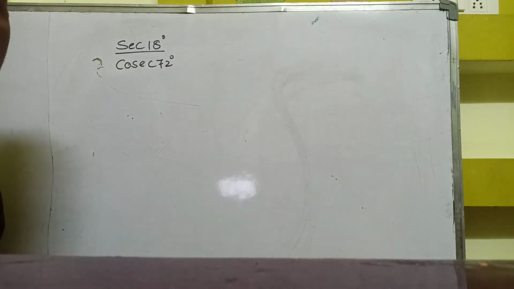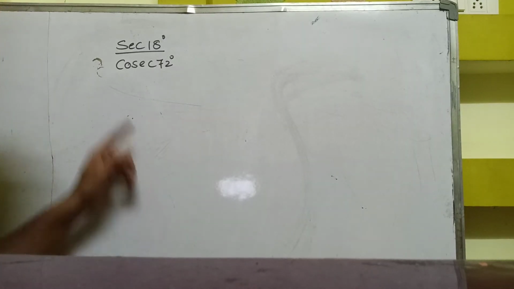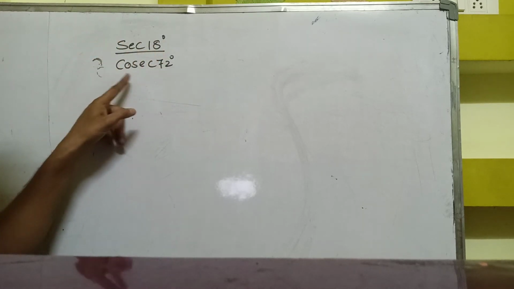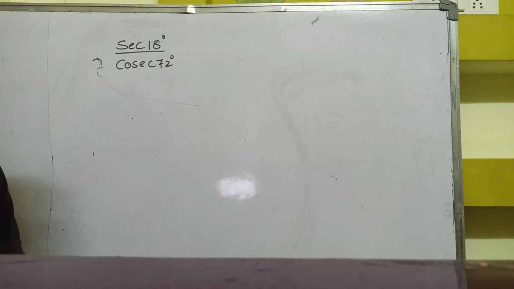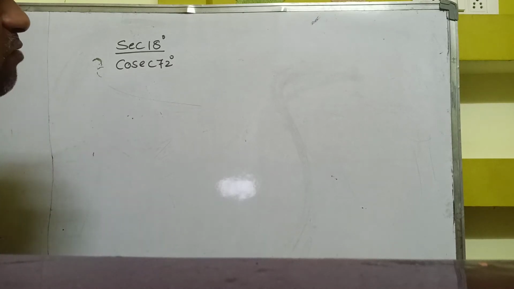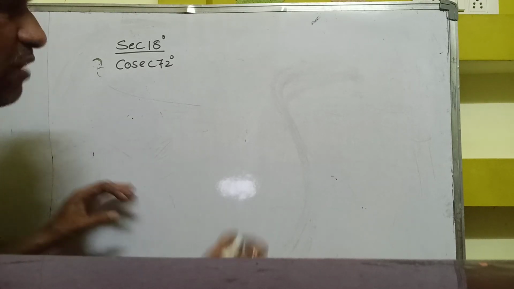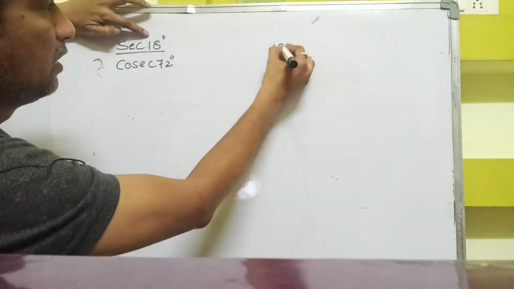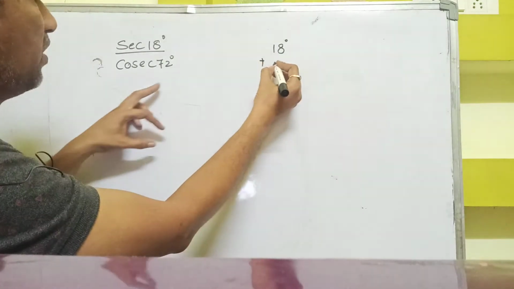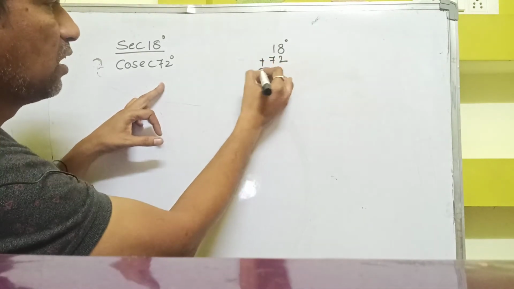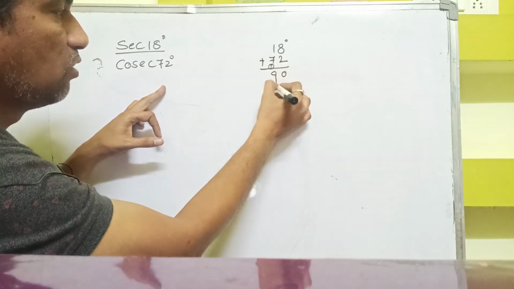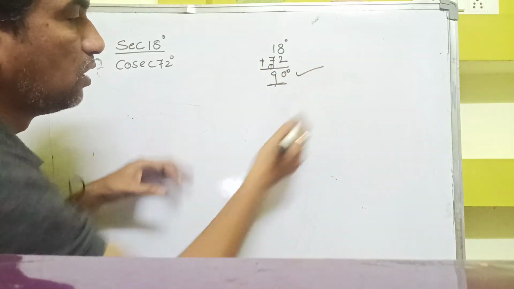Let's see one more question. Cosec 18 degrees by secant 18 degrees by cosecant 72 degrees. In this type of evaluation, first you need to check whether the given angles are complementary or not. See, 18 degrees plus 72 degrees, check, it comes to 90. 8 plus 2 is 10, carry 1, 7 and 1 is 8, 9, so 90 degrees. Yes, they are complementary.